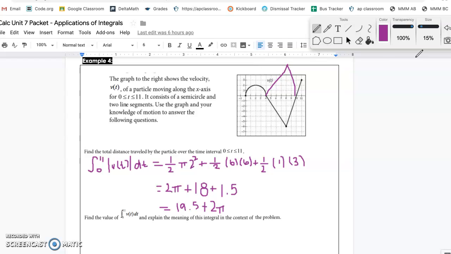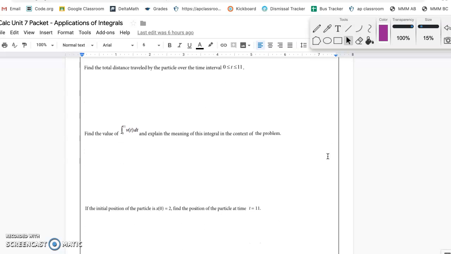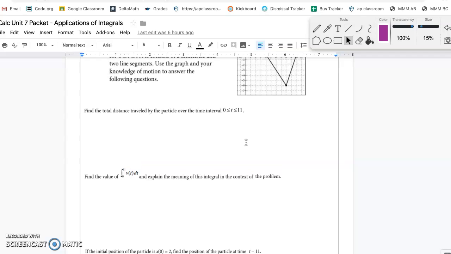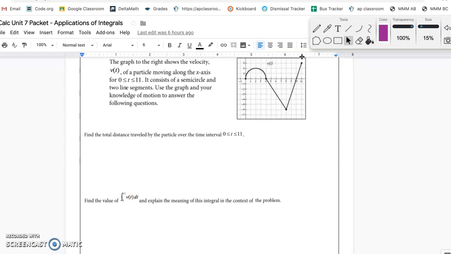Alright, so moving on to part B. So part B says find the value of the integral from 0 to 11 of v of t dt and find the meaning of the integral in the context of this problem. So this one is actually going to be pretty similar to what we did before, except now we're just keeping the signs.